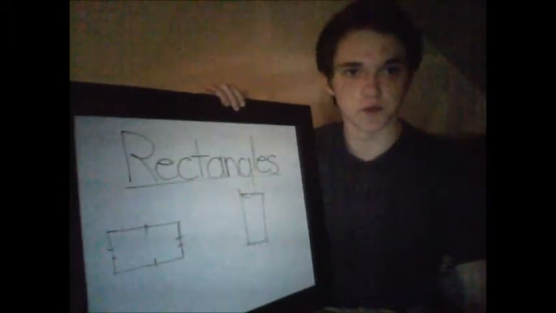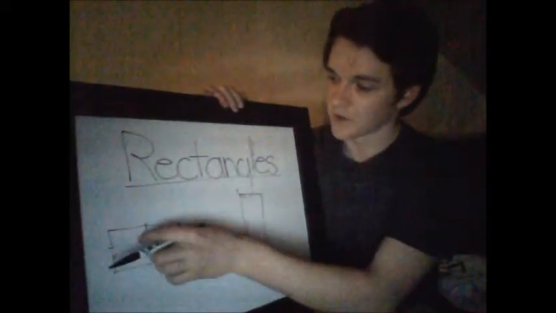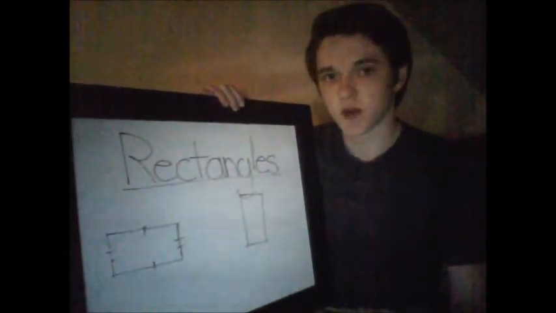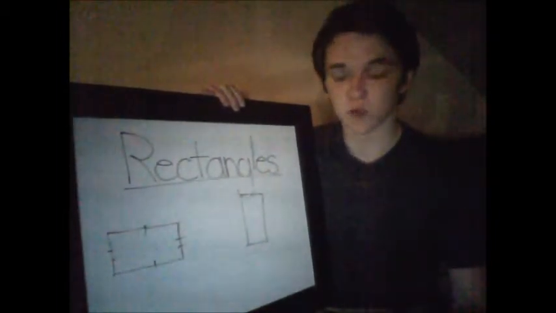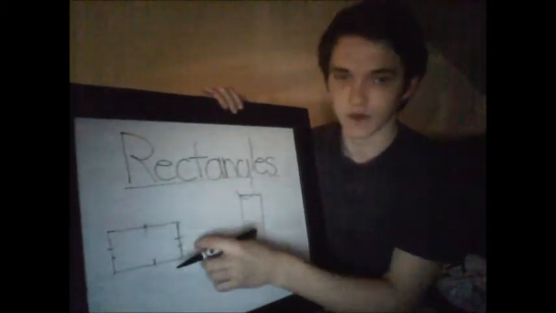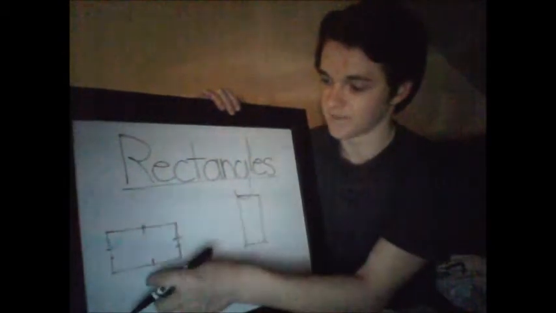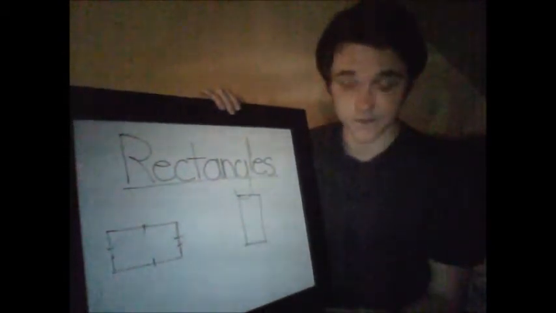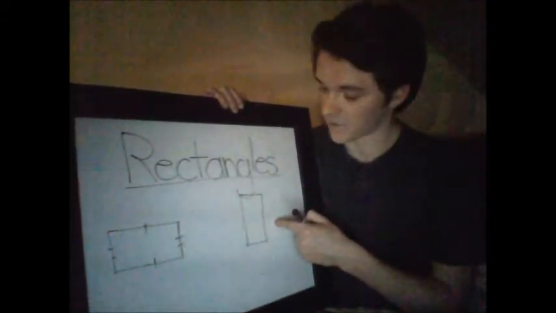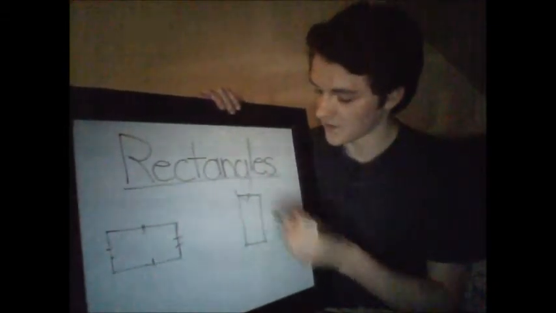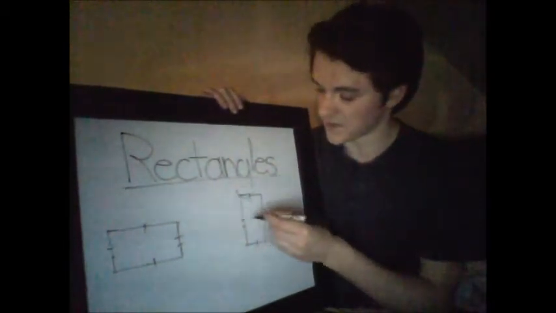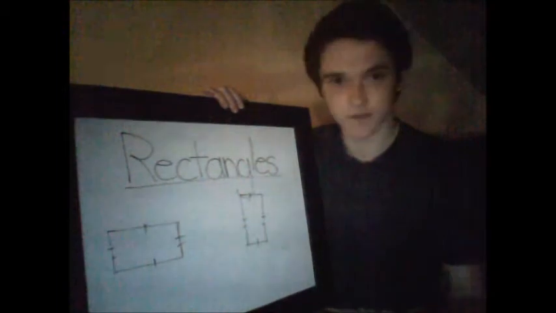The next shape that we need to learn is the rectangle. Rectangles are a lot like squares, except there's one major difference. On squares all 4 sides are equal, but on rectangles the opposite sides are equal to each other, and they're different from the sides that they're next to. What does that mean? That means that on this upright standing rectangle over here, this side is equal to this side, but they're different from these two sides which are equal to each other. Get it?